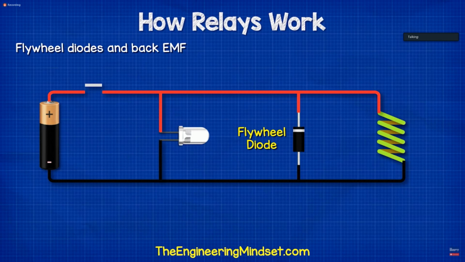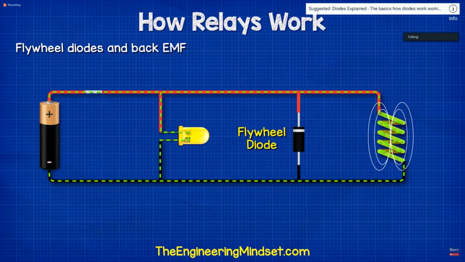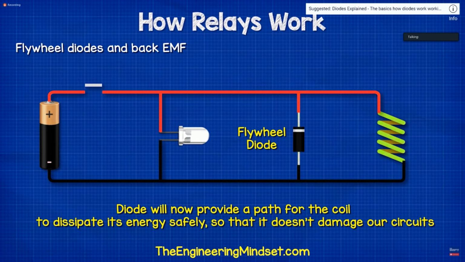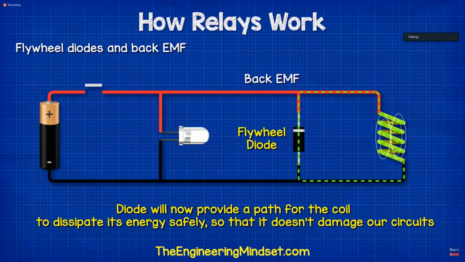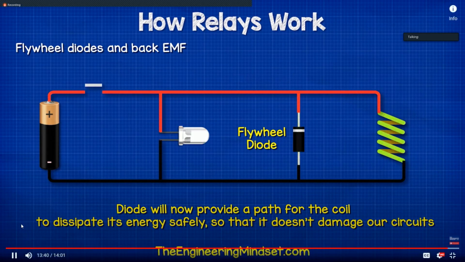The diode only allows current to flow in one direction, so in normal operation, the current flows to the coil. But when we cut the power, the back EMF is going to push the electrons, and so the diode will now provide a path for the coil to dissipate its energy safely, so that it doesn't damage our circuit.